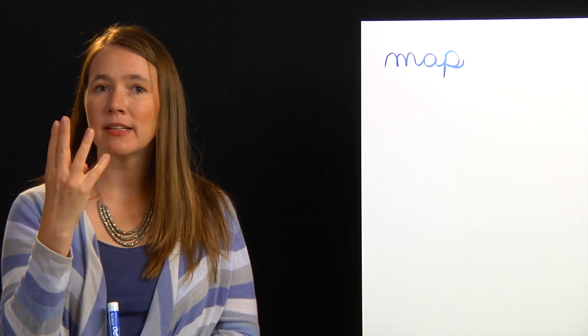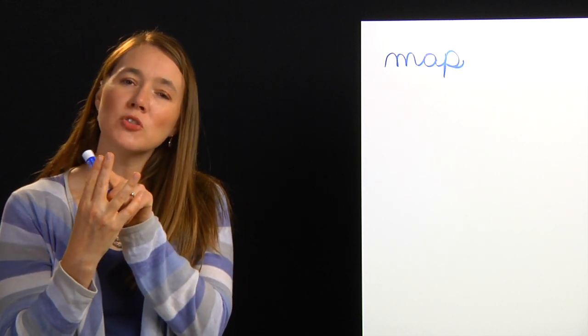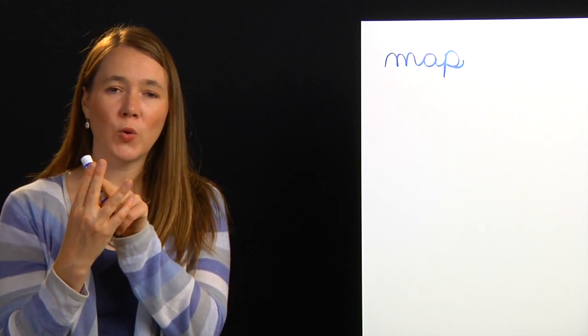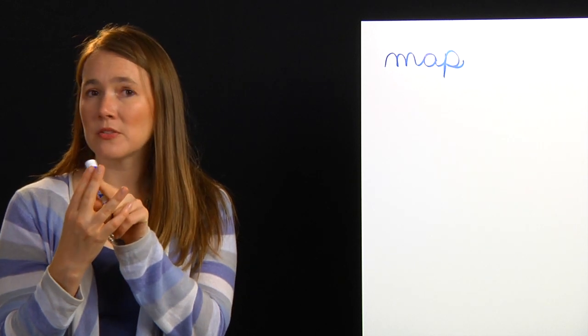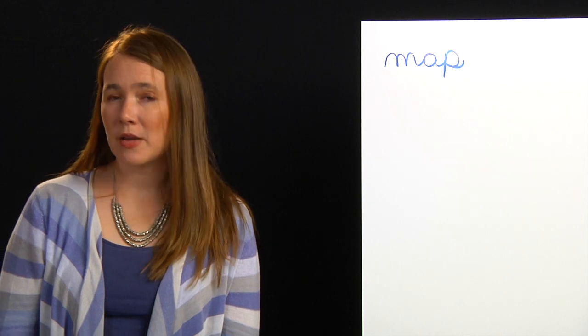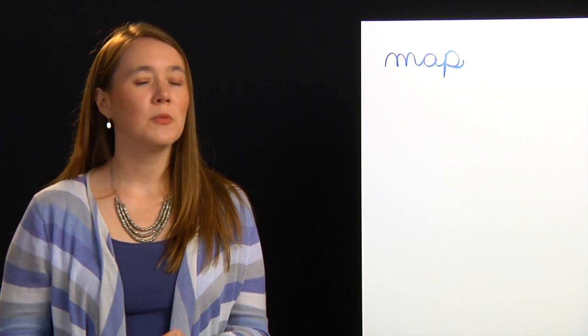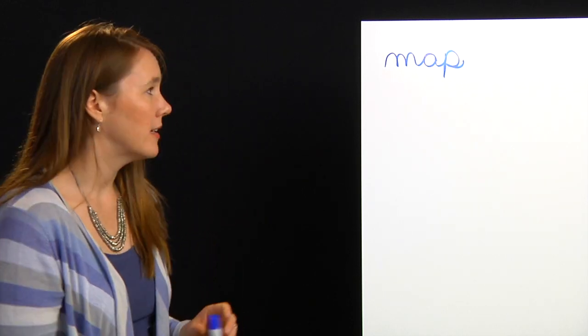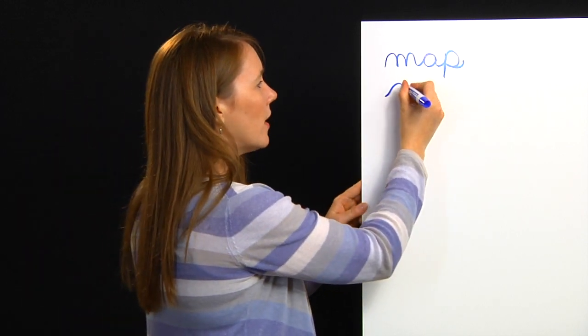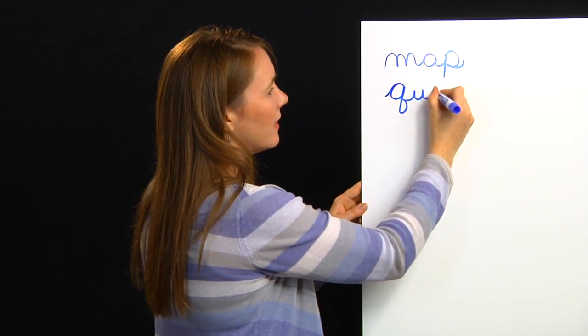The next word is quit. She decided to quit playing the game. Quit. Then the students will sound it out with me. It. Notice I held up two fingers because the phonogram qu is written with two letters. Then I would have the student write it, and as they write it, sound it out. Then I would ask the students to help me write it. It.